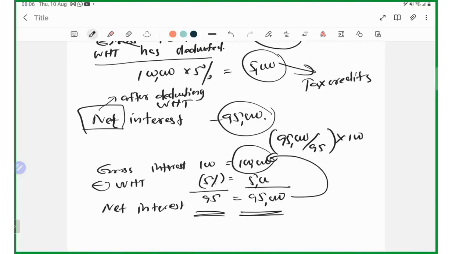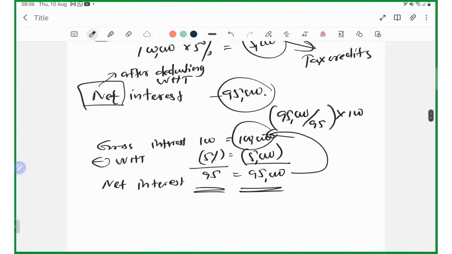Then the withholding tax is 5%. So this gross interest 100,000, you need to add it to the investment income, and this paid withholding tax, you can deduct as a tax credit under the individual tax calculation, right? Tax calculation.